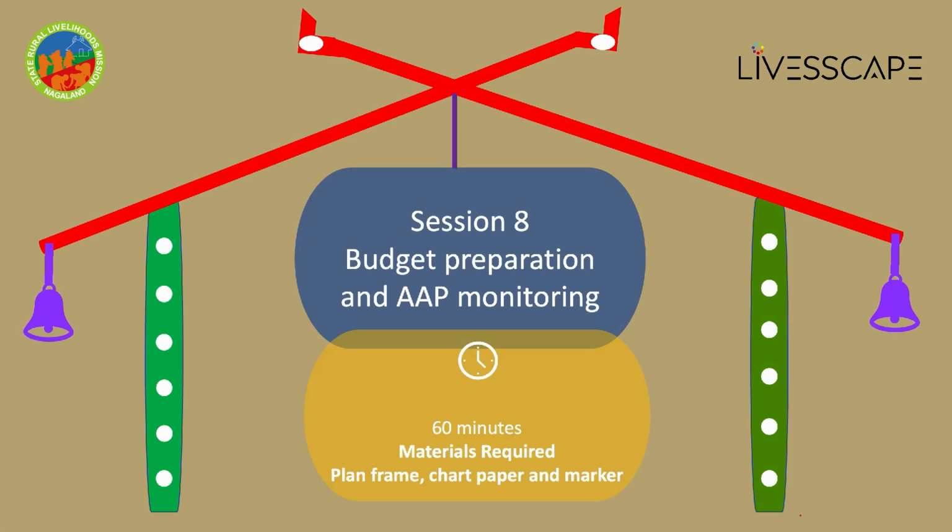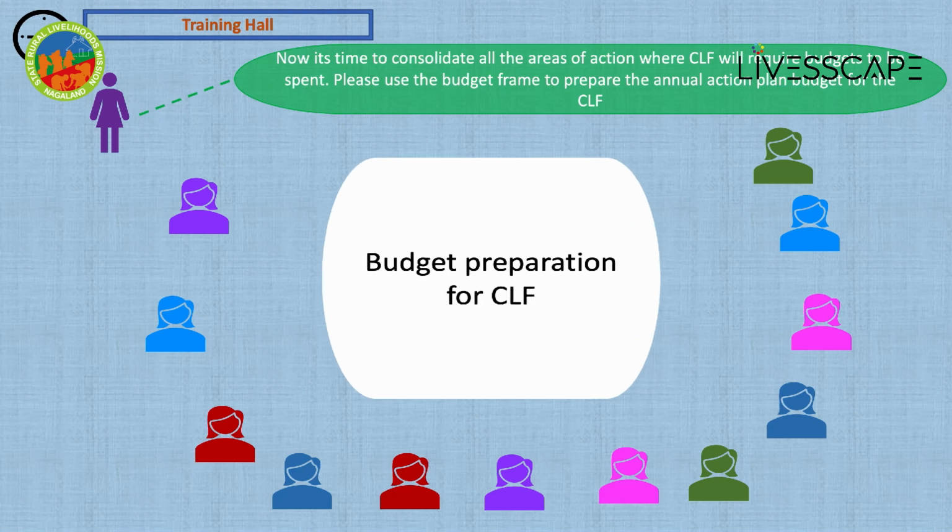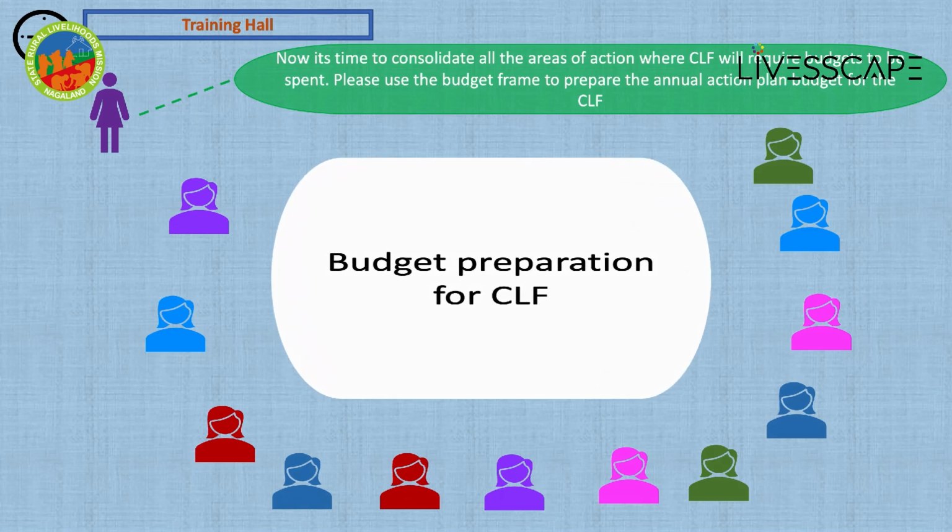It's going to take you 60 to 70 minutes. Materials required are, like the previous sessions, the format prepared on charts and markers for the EC members to fill in. Since all the actions have been finalized, it is obvious that we now need to understand what kind of expenses these actions will incur.